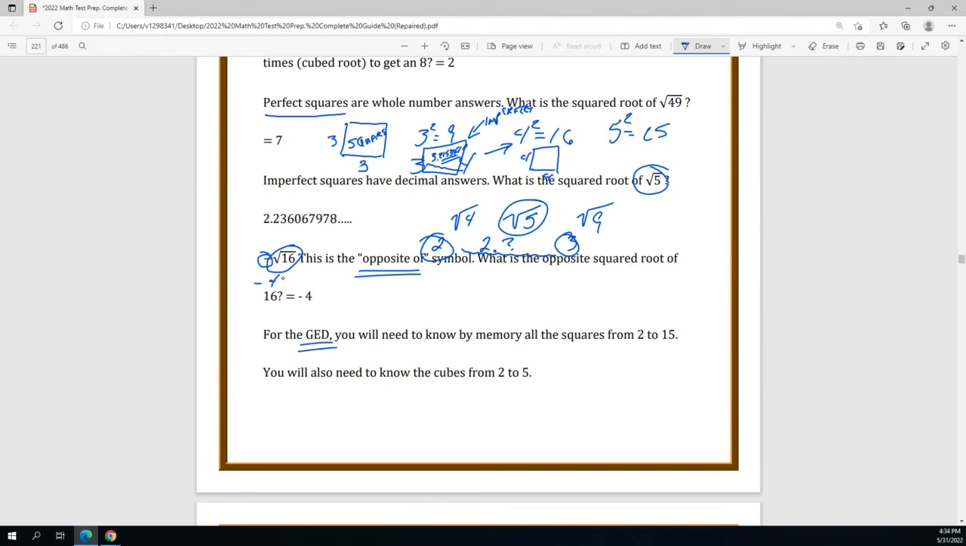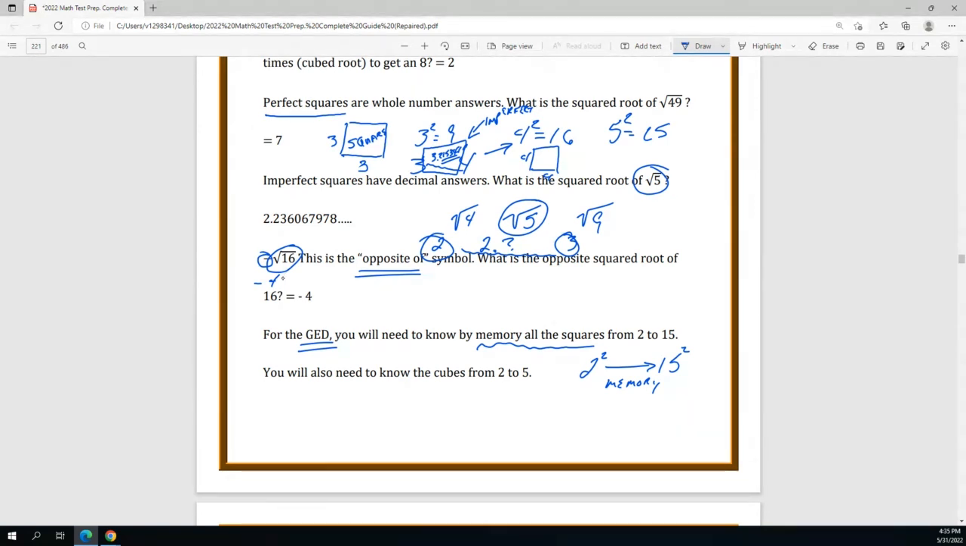All right, something for the GED. Now, the GED will say you need to have in your memory all the squared roots, or the squares, from 2 squared all the way to 15 squared. And you would have to know these by memory. So again, remember, on the GED test, the first 7 questions of that test you will not have a calculator. But then again, some of those problems are not going to be something very difficult.